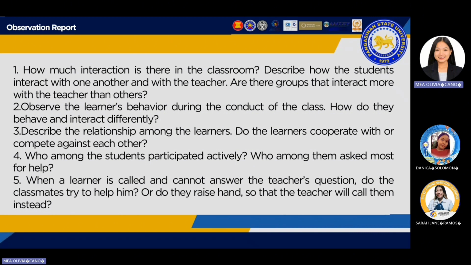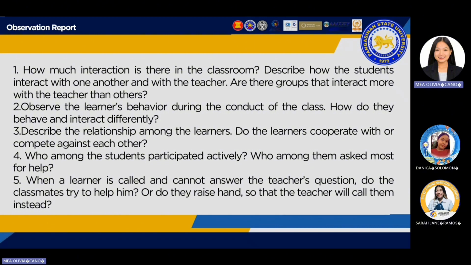Number 4, who among the students or learners participated actively? Who among them asked for help? It was observed that the learners who participated actively are the learners who are listening and who can read. In the primary setting, it was also observed that those who sought help were often the ones with slower writing speed, yung mga mababagal magsulat sa blackboard, and the learners who could not understand the lesson because they are not listening or maingay sila, or yung mga hindi marunong pa masyadong magbasa, indicating a potential need for one-to-one assistance from the teacher.